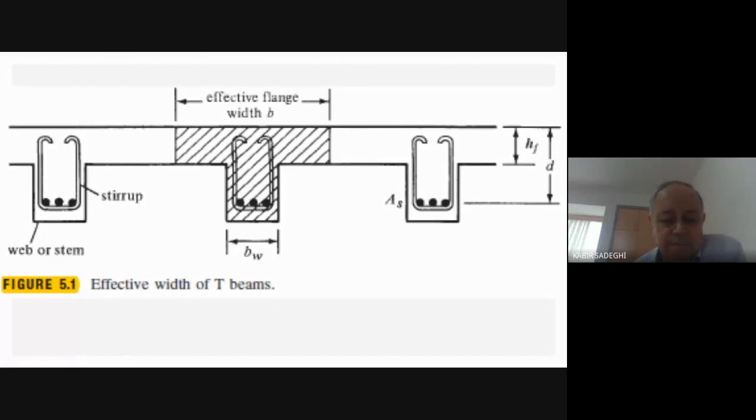In this slide, you see that when the part of the slab is working with the beam, this part actually is working with the beam, and on the other side as well, this part of the slab works with the beam and generates for us a T-beam. Therefore, this is the case with a T-beam.